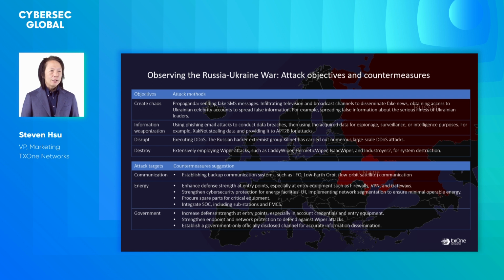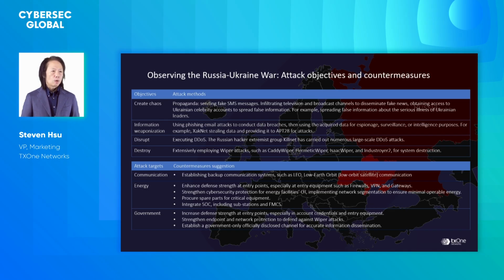So for the energy sector, you also need to conduct network segmentation to reduce the impact, to maintain minimum availability. And also for the energy sector, one recommendation: you should prepare spare parts. During warfare, it's very difficult to get them. You need to prepare in advance. Another suggestion is that you need to integrate your SOC team into the substation. It doesn't matter if it's a power grid or water facility. Also, you should consider including the FNCS into the SOC team, to be able to identify abnormal behavior.